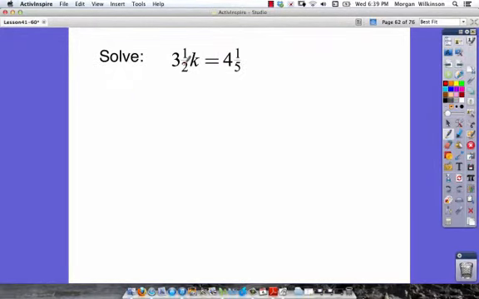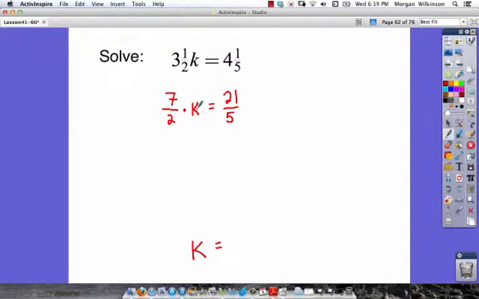We have 3 1/2 times k is equal to 4 1/5. The problem says to solve. That means find what k is equal to. So that's our final goal. We want to know what k has to be equal to in order to make this equation true. Our first step, change all of our mixed numbers to improper fractions. So 2 times 3 is 6, plus 1 more is 7. We get 7/2 times k, what we want to know, is equal to 5 times 4 is 20, plus 1 more is 21, so we get 21 over 5.